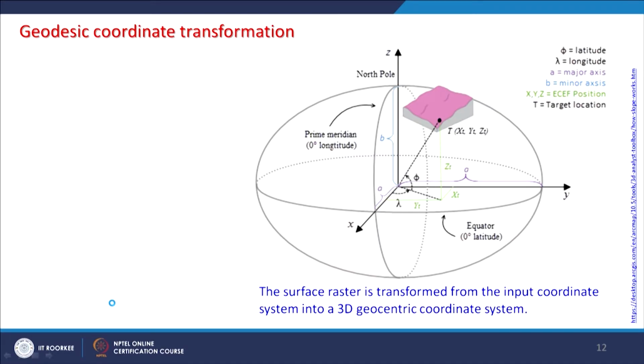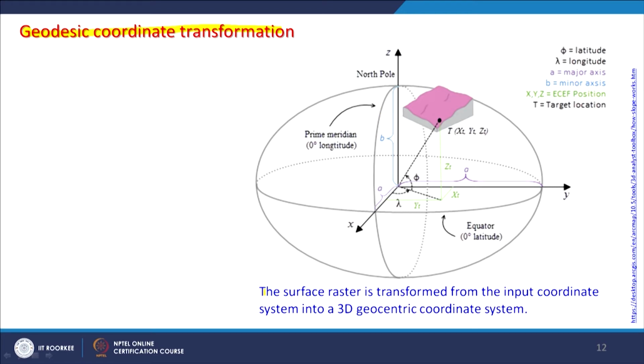Now, very briefly I will touch upon this geodesic coordinate transformation, that is the earth-centered, earth-fixed one, where, because the earth is not a perfect spheroid, it is a little exaggerated for the polar regions.